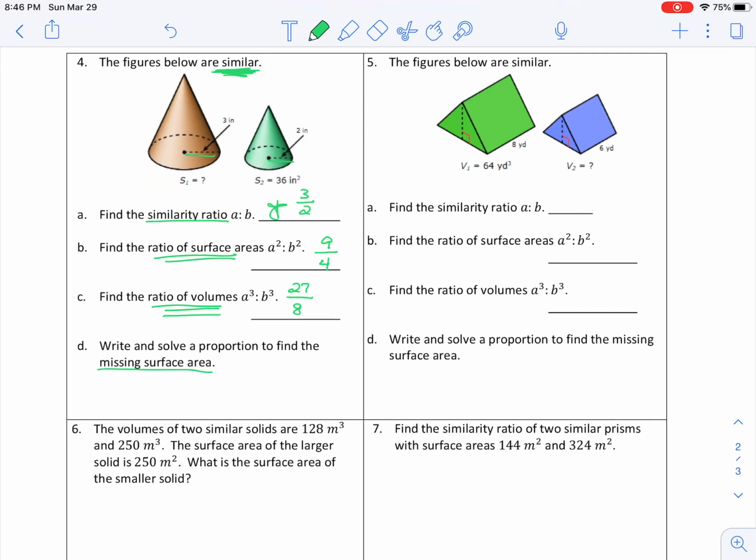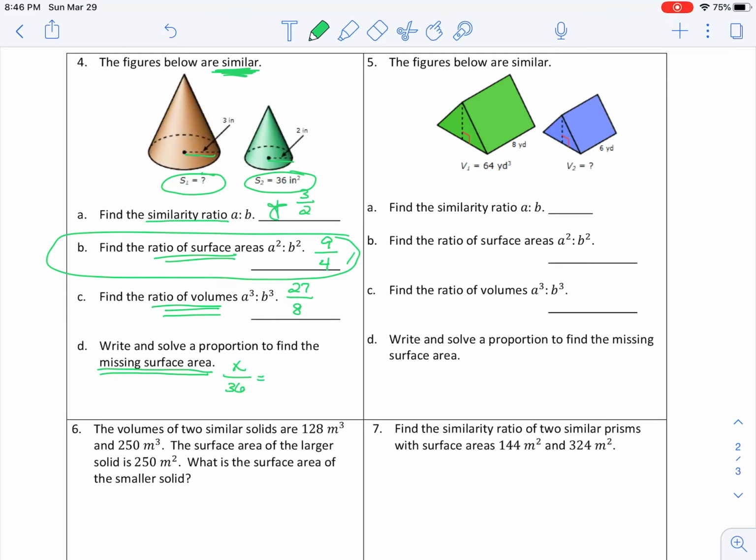These are just the ratios, though. I want to find a surface area. If the question is asking about surface area, you have got to use the ratio of the surface areas. This is basically saying if I put big surface area over small surface area, it reduces to 9/4. So that's what I'm going to do. I'm going to put big surface area over small surface area.